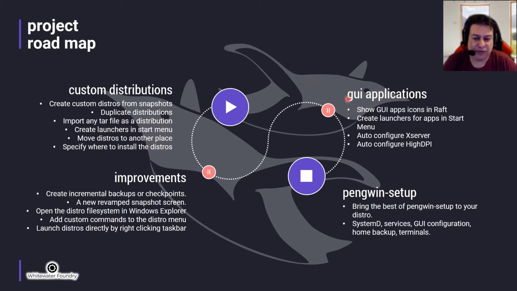UI applications. Show UI application icons in Raft for all the distributions installed. Create launchers for apps in the start menu. Auto-configure X server. Auto-configure high DPI. And lastly, Pengwin setup. Bring the best of Pengwin setup to your distro. We will bring systemd, services, UI configuration, home backup, and terminal.